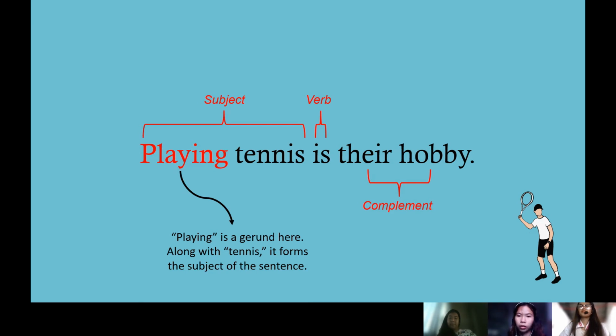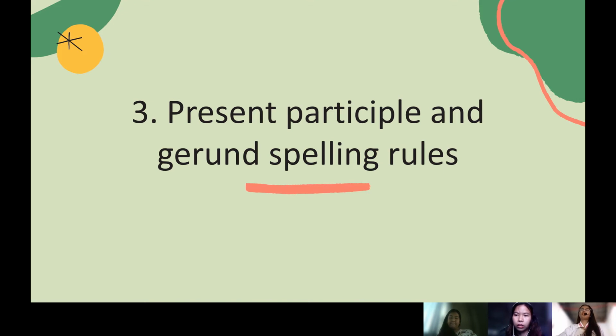Their hobby. Their hobby. Okay, so there you go. That's how this sentence works. Did you understand? Yes po. Yes, okay. So let's proceed to our next lesson for this one.